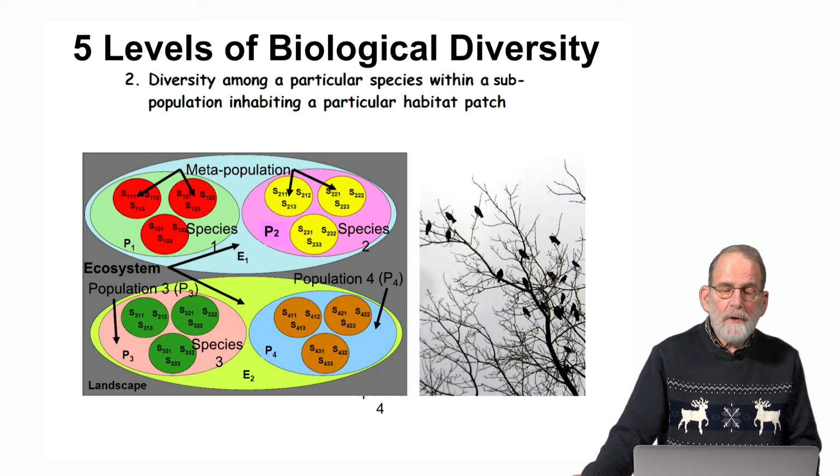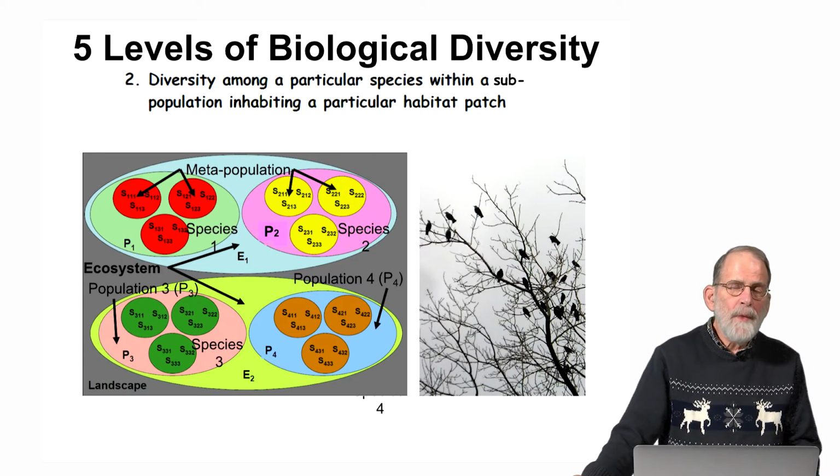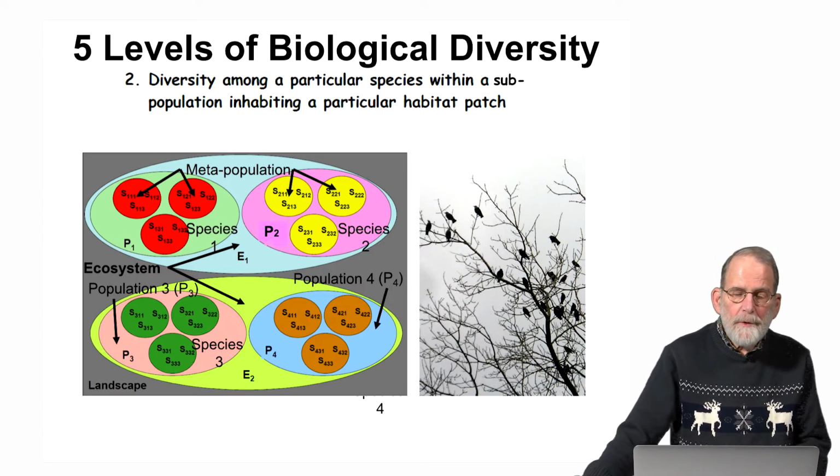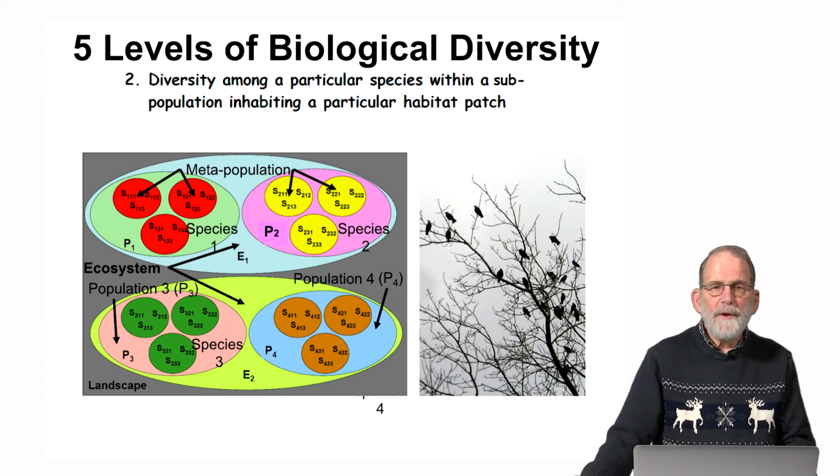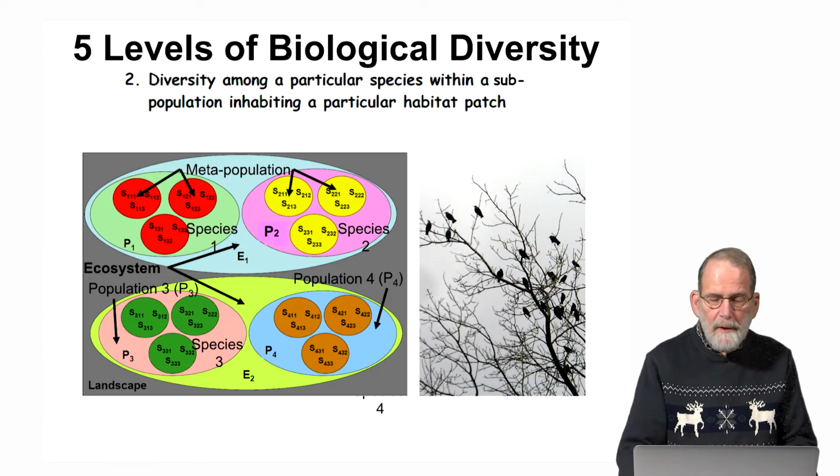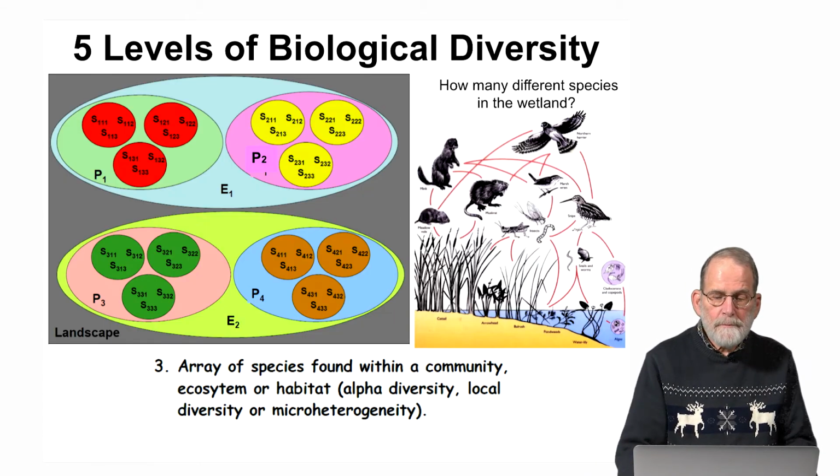So we can talk about landscape then being diverse in terms of the ecosystems that are present, diverse in terms of the populations that are present, and diverse in terms of the metapopulations that exist within a given population.